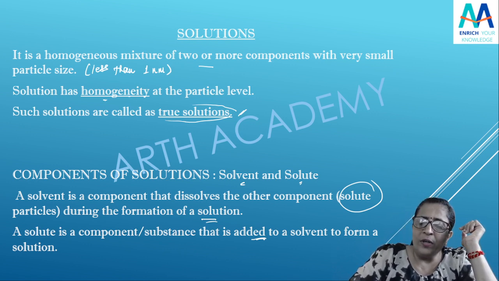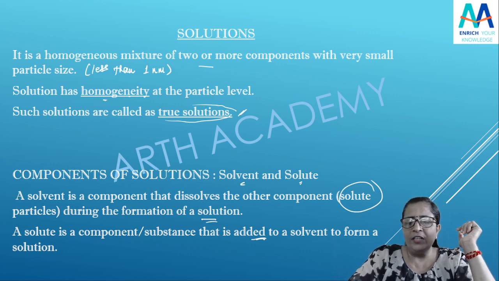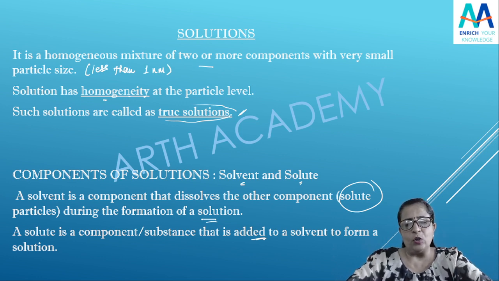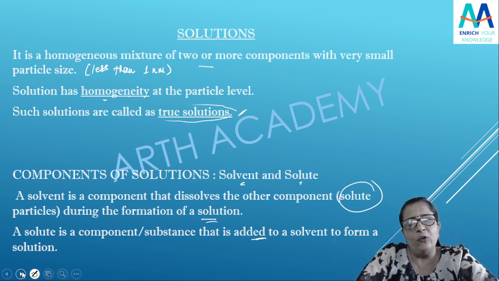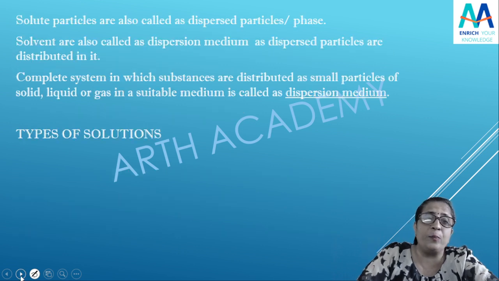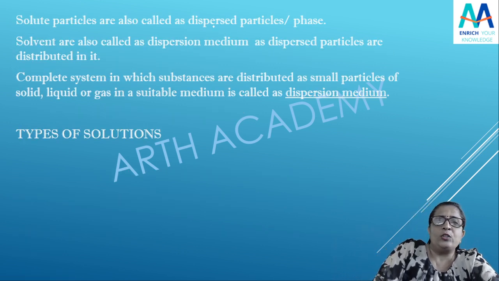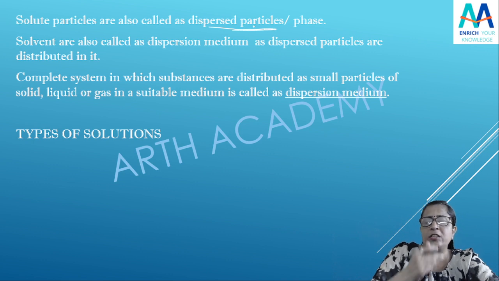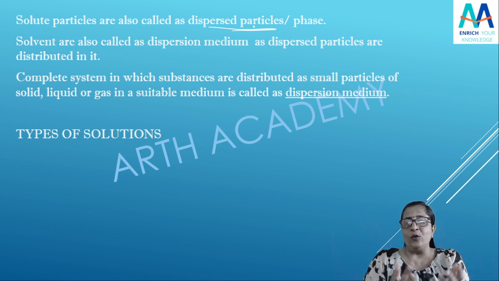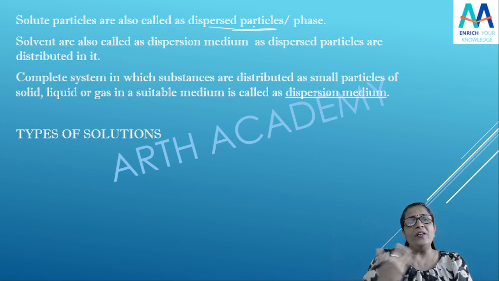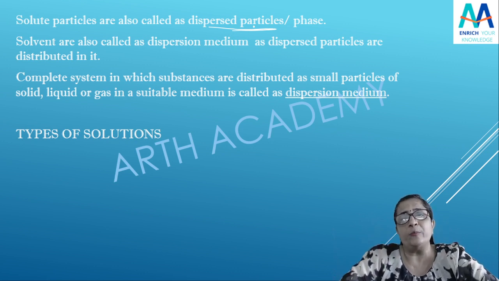So the component of a solution that is dissolved in the solvent is a solute. So what is solute and what is solvent? यहाँ तक समझ में आया. Now the solute particles को हम एक और नाम से बोलते हैं. The solute particles are also called dispersed particles, or the dispersed phase. क्यों बोलते हैं dispersed particle? क्योंकि ये particle distributed होते हैं पूरे solution में. They are distributed evenly there, so we call them dispersed particles.